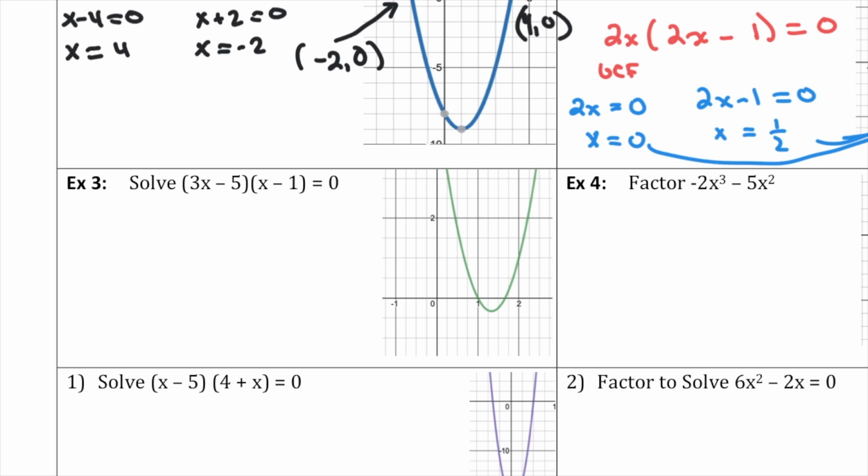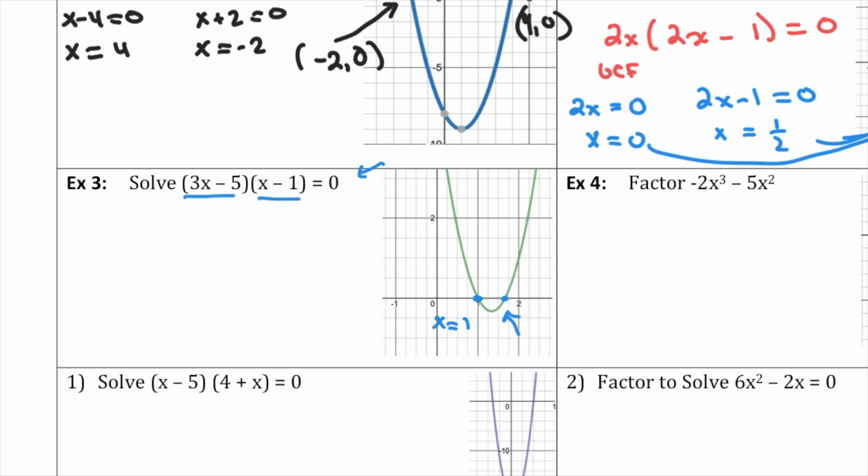For example 3, we're to solve this equation. Notice it's a binomial times a binomial. It's set equal to 0. The answers that I'm going to expect to get are x equals 1, and some answer between 1 and 2, but I'm not really sure what it is. Let's see if we can find it.